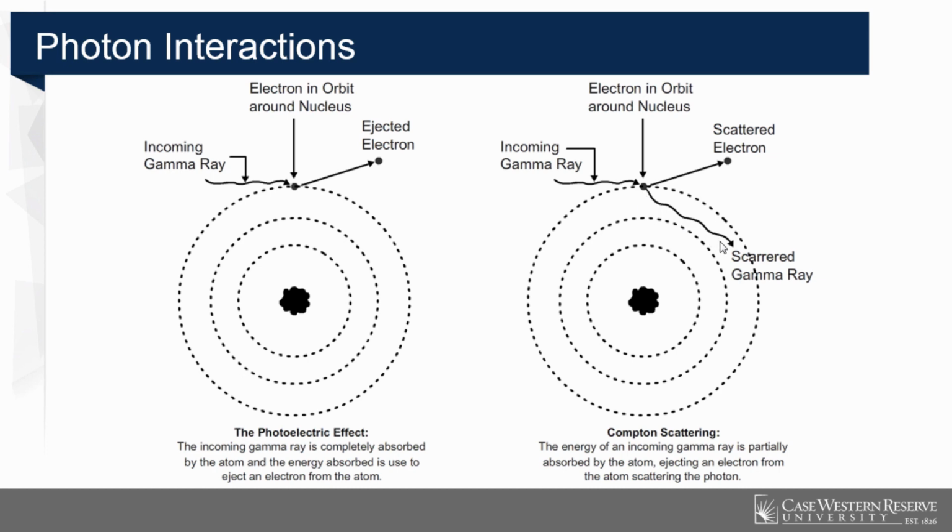Imagine if this scattered gamma photon goes out of the body and reaches the gamma camera. It will represent the wrong information. It will degrade the image resolution as well. So this is something we need to correct. We will talk more about this.